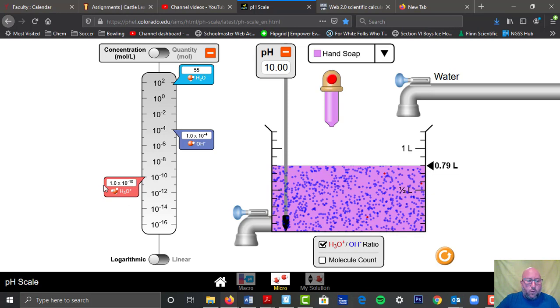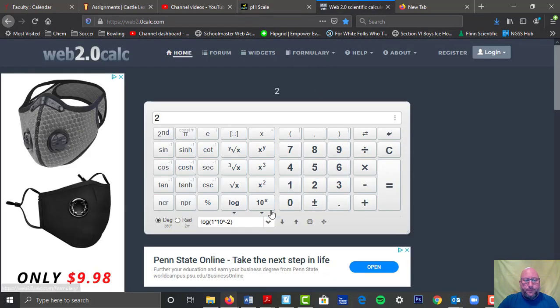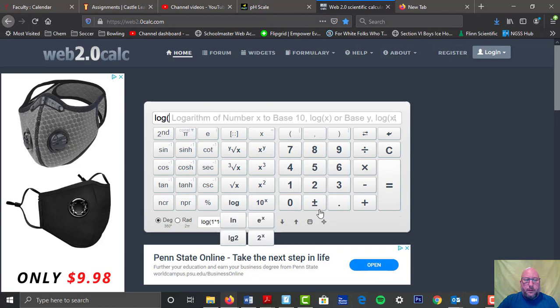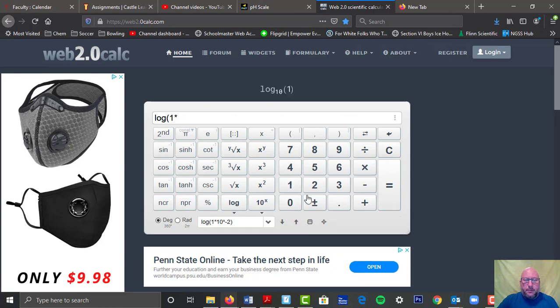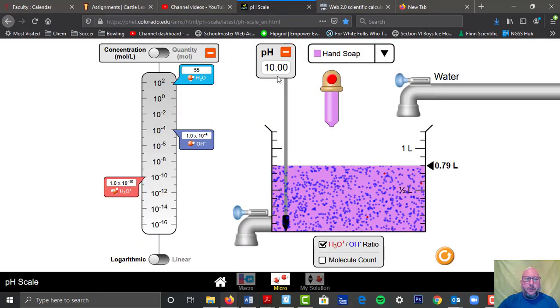Now, if I take this number over here, 1 times 10 to the negative 10th, which is my concentration of hydronium, and I put it into my calculator, so if I take the logarithm of 1 times 10 raised to the negative 10th, I get negative 10. So if I take the negative of that, it gives me 10. So this answer in my calculator is consistent with the pH up here. So that's how the pH is calculated.